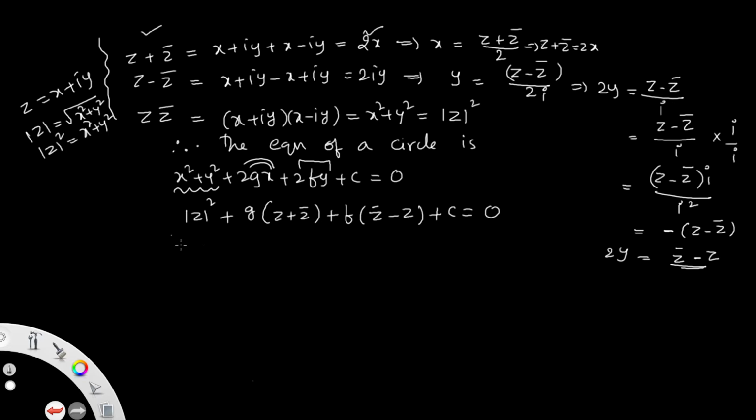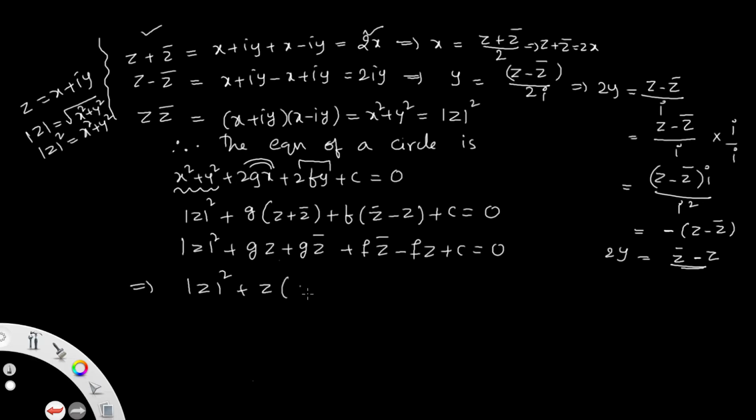Now change it into simplified form. Multiplying, we get f into z bar minus f z plus c equal to 0. To simplify, we take z bar and z as common. Here z is there, here z is there. So z into (g minus f), and from this z bar is common: z bar into (g plus f) plus c equal to 0.